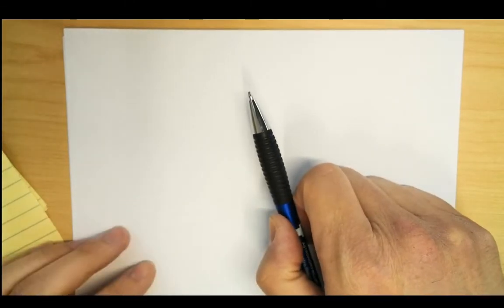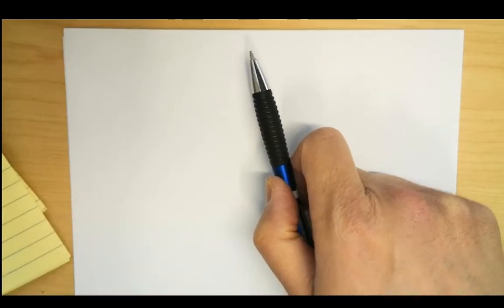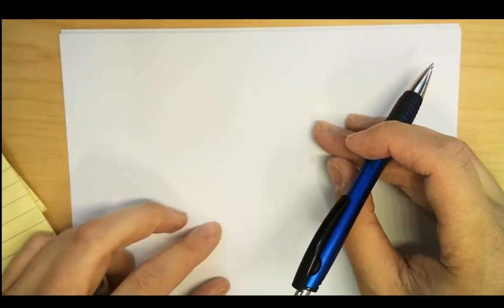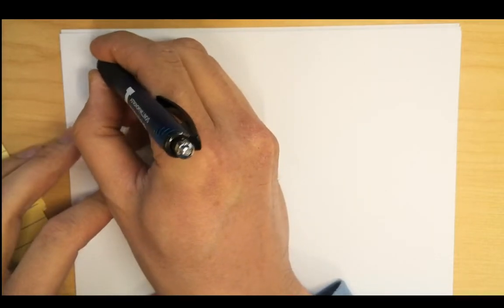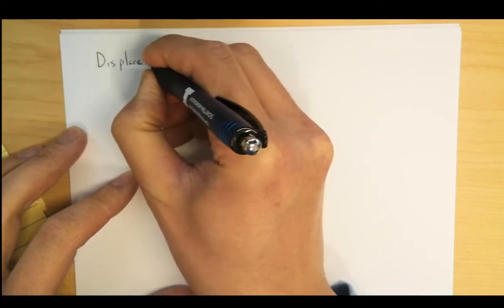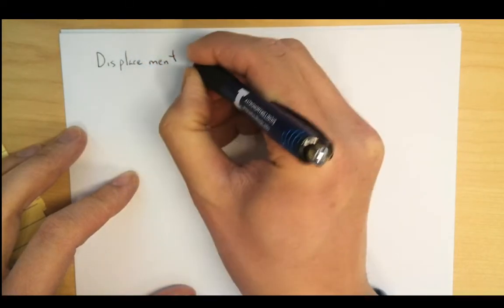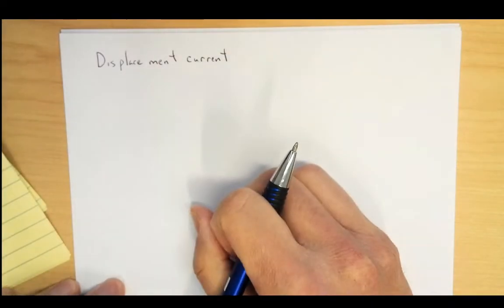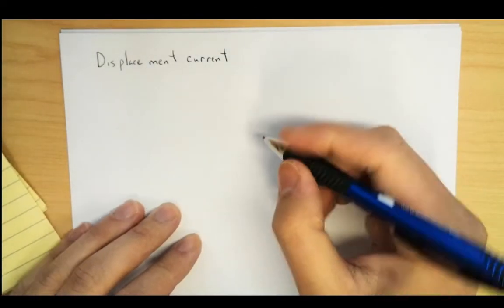Okay, so we're going to continue our discussion of electromagnetism, Physics 210, with something called the displacement current. So let's talk about displacement current. Okay, so let's consider the following situation.